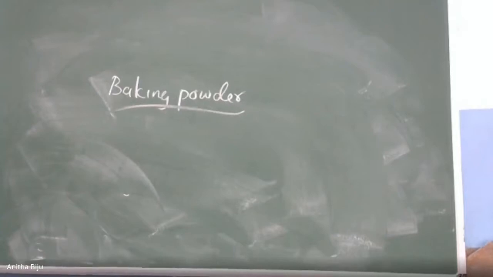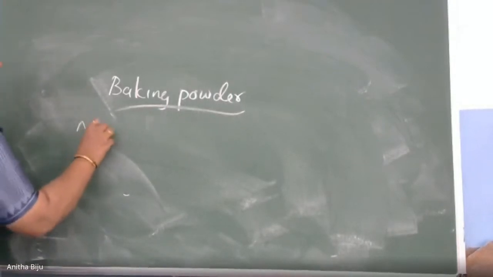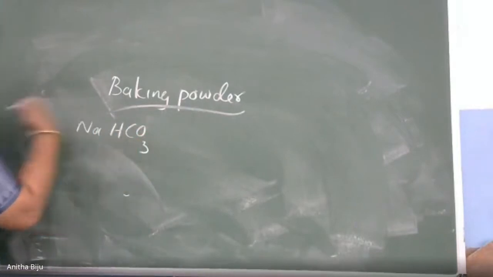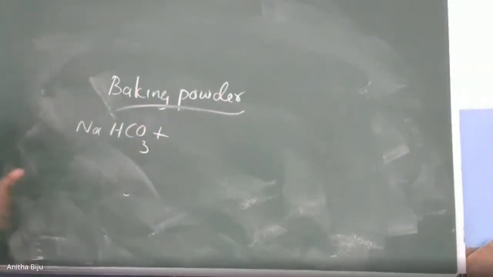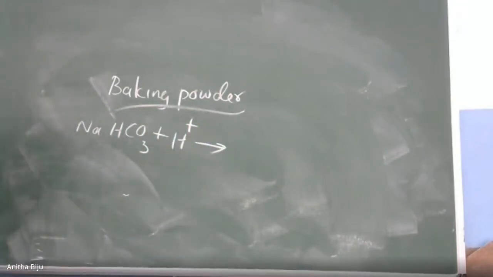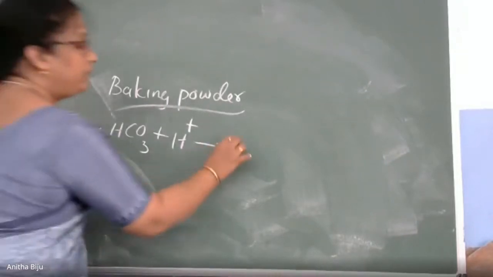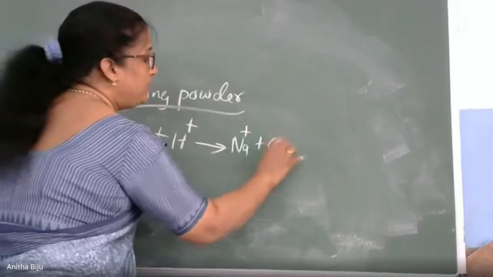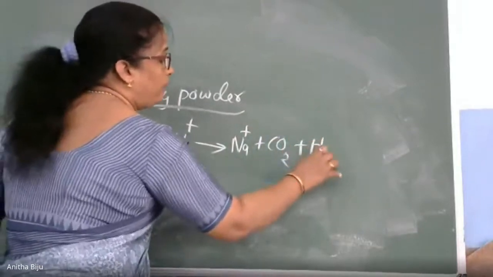Okay. Now, during the baking process, what will happen? Let us see. The compound which is present is NaHCO3, which is baking soda, and an edible acid. Generally acids are those compounds which contain H+. H+ is the acid representation. When these two combine together, we get a sodium salt plus CO2 plus H2O.